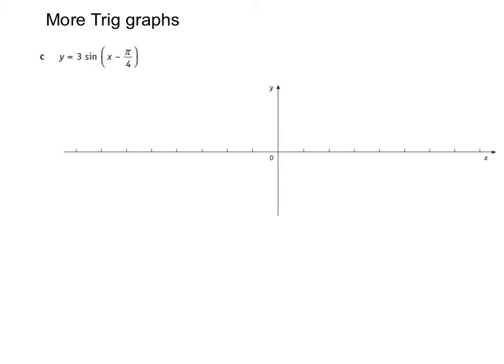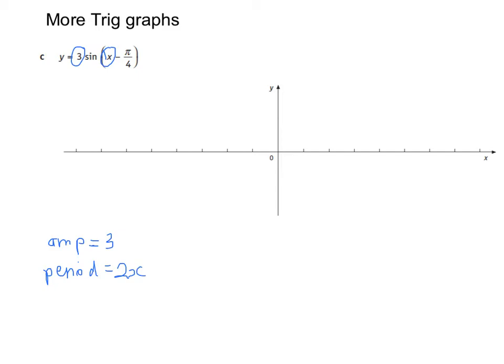So the first thing we need to do before we sketch any trig graph is to do a bit of working out. So we'll have a look at the amplitude. And you can see that's there, that's 3. The period, and that's going to be 2 pi on n, where n is just the coefficient of x, which is 1, so the period's just going to be 2 pi.